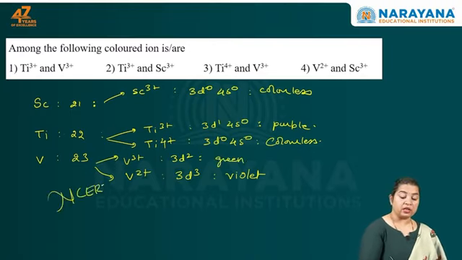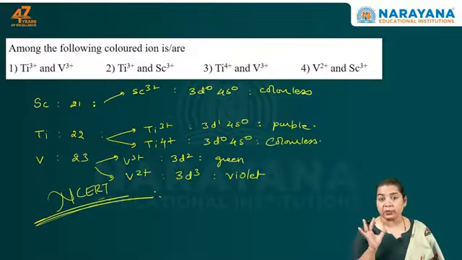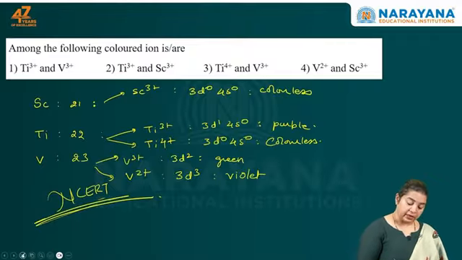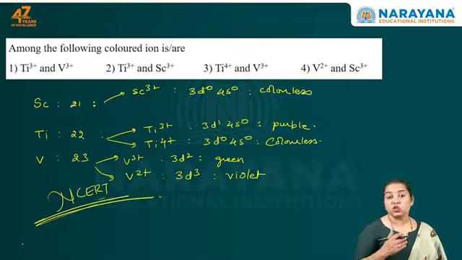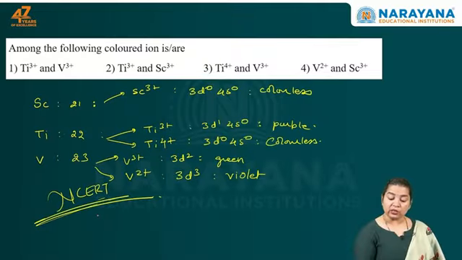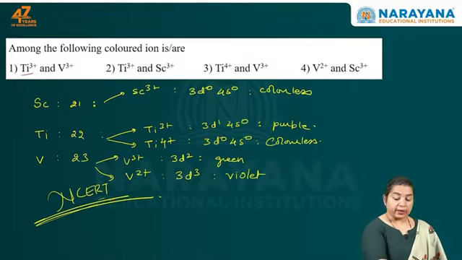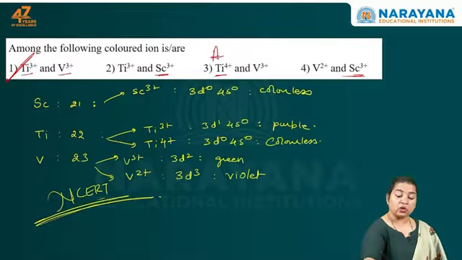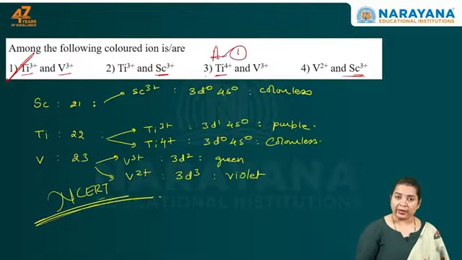Please refer NCERT for these questions. These are directly from NCERT. There is a clear table for these ions mentioned there. So, just read NCERT is our suggestion to you repeatedly for all mains, advanced, every exam. Among the following, the colored combination. So, let us conclude. Yes, titanium 3 plus was colored, vanadium 3 plus was colored. So, first is our answer. Others went wrong: scandium 3 plus colorless, titanium 4 plus colorless. So, the answer for this is option 1.